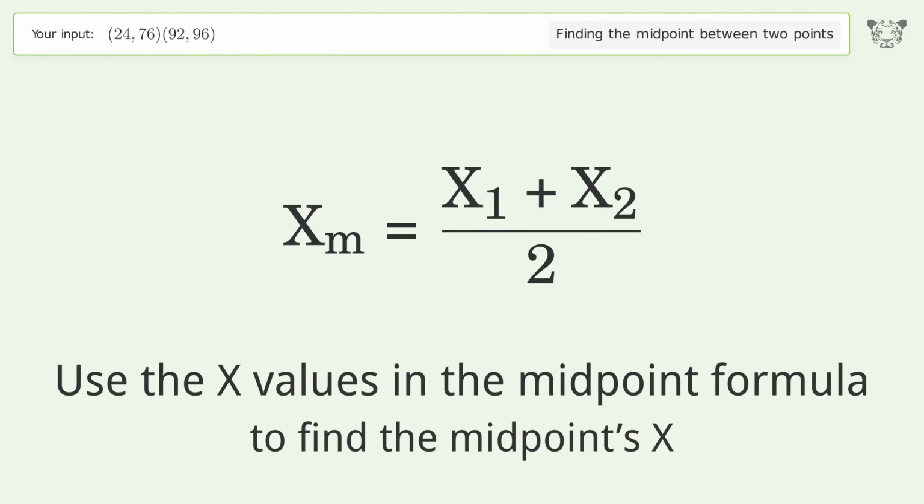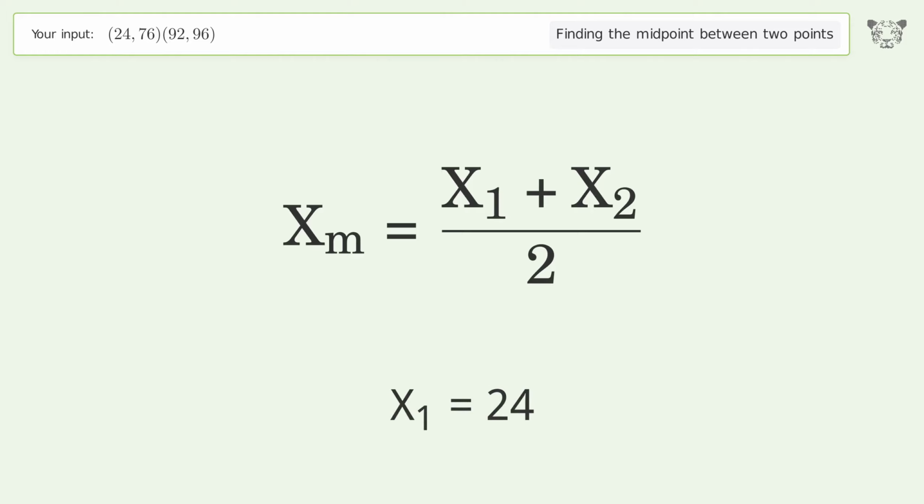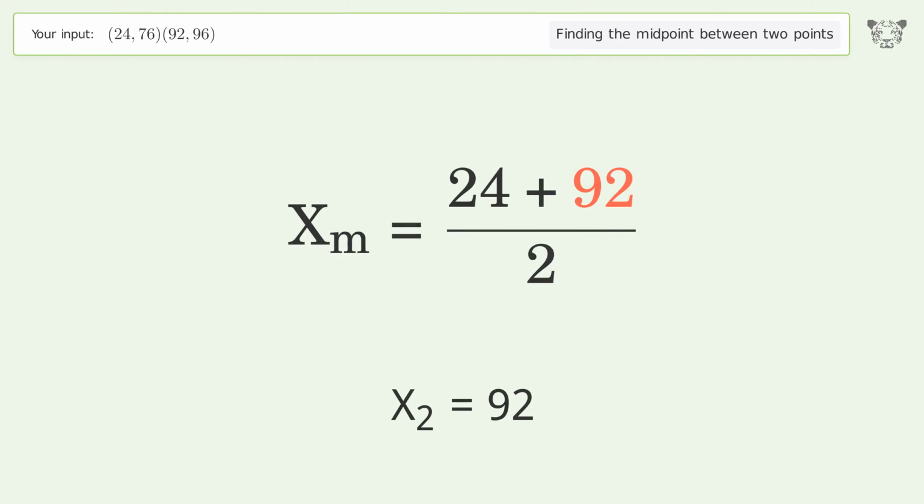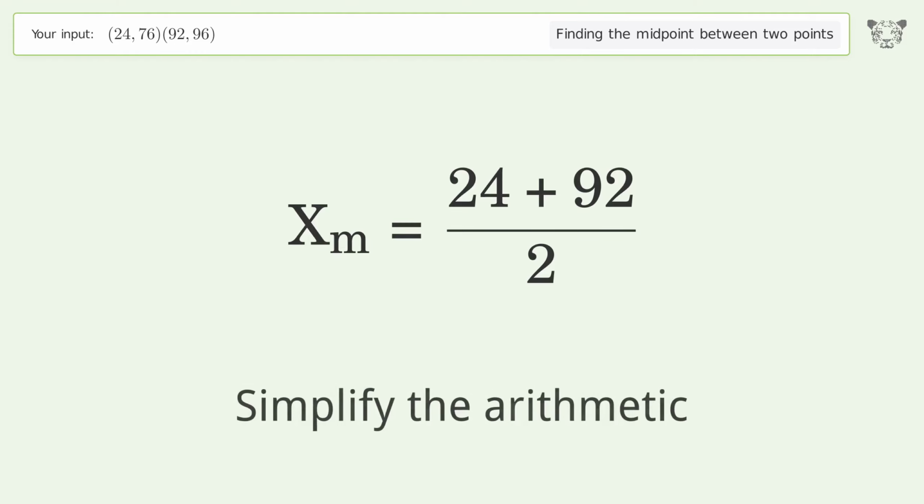Use the x values in the midpoint formula to find the midpoint's x. x1 equals 24. x2 equals 92. Simplify the arithmetic.